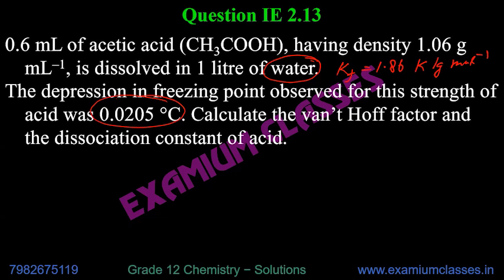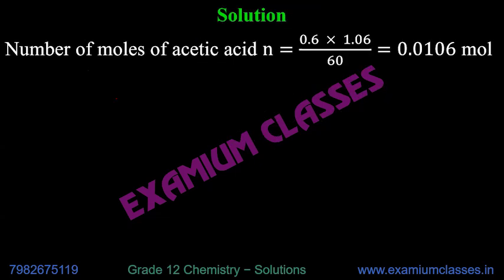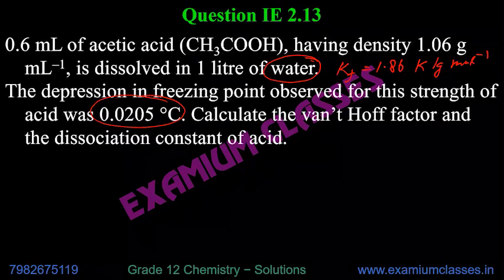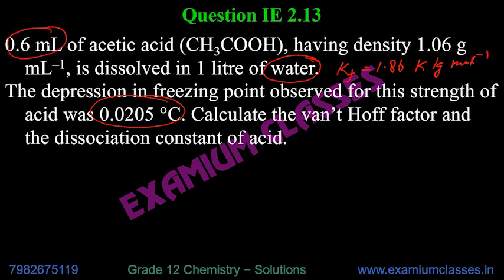And you can calculate the mass because volume is given, density is given. Slightly different: number of moles of acetic acid will be given mass upon molar mass. Given mass you will calculate because density is given. Mass will be volume multiplied by density, because density is mass over volume.